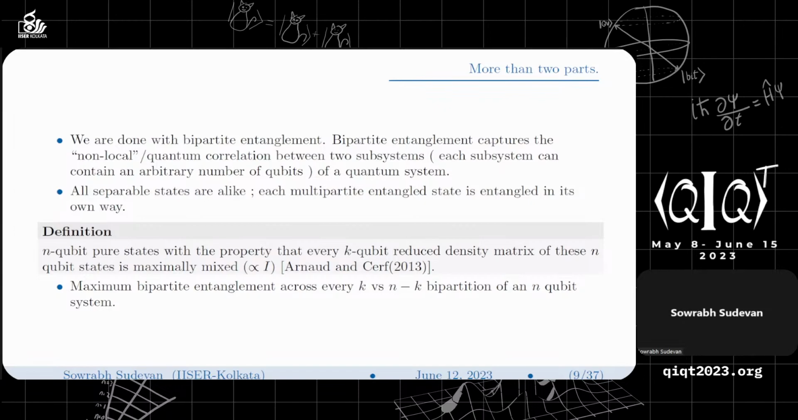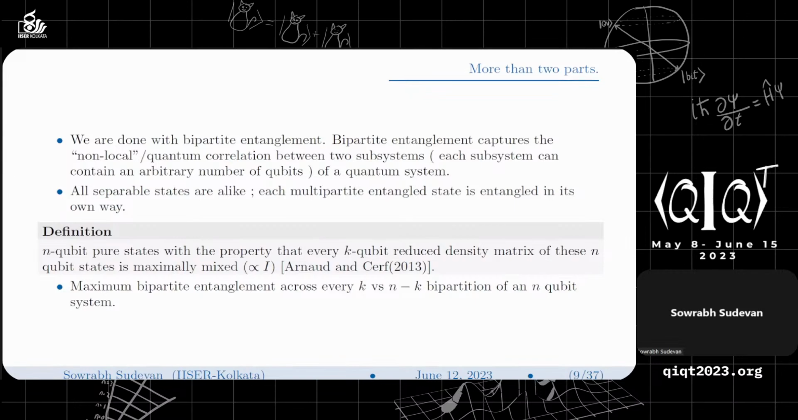So there are many different measures of multipartite entanglement. The one measure we are going to be looking at is something called k-uniformity. An n qubit pure state with the property that every k qubit reduced density matrix of these n qubit states is maximally mixed. These are called k-uniform states.